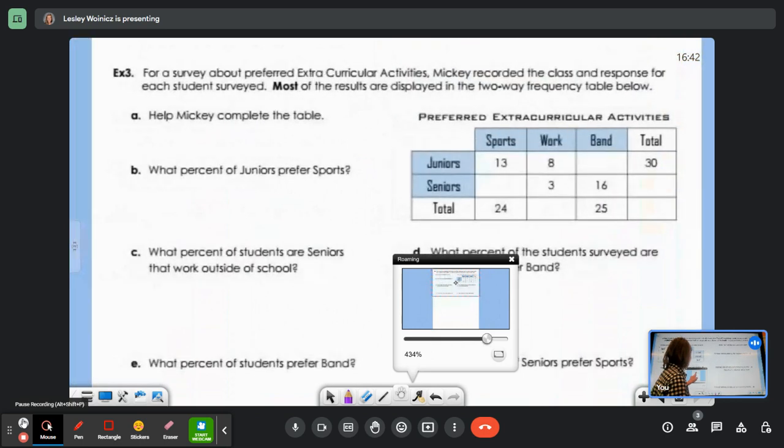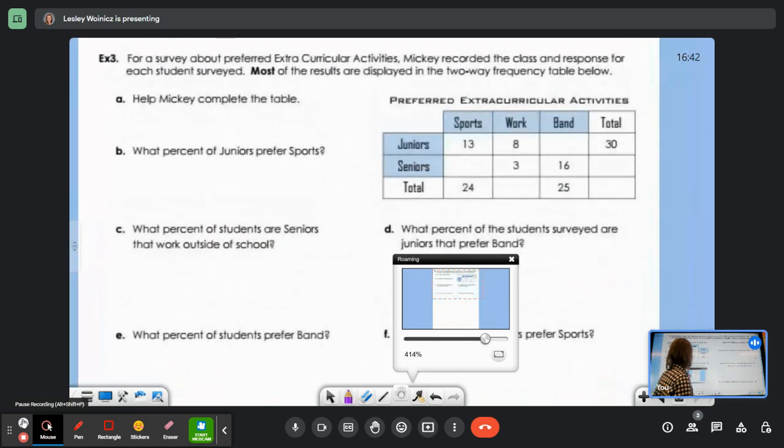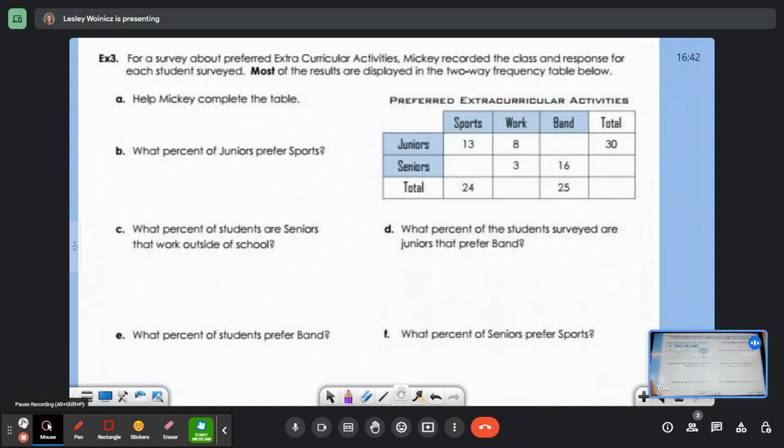Last one. This one's short, guys. For a survey about preferred extracurricular activities, Nikki recorded the class and response for each student surveyed. Most of his results are displayed in the two-way frequency table below. So we are going to use what's in here to figure out the missing pieces.